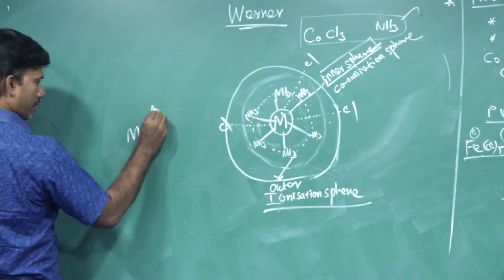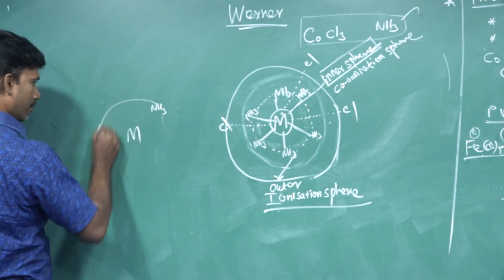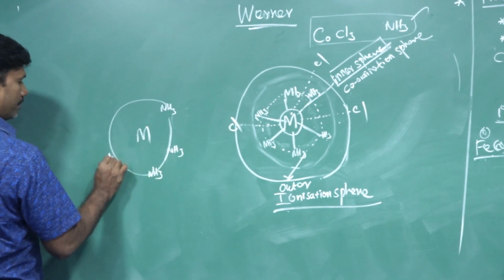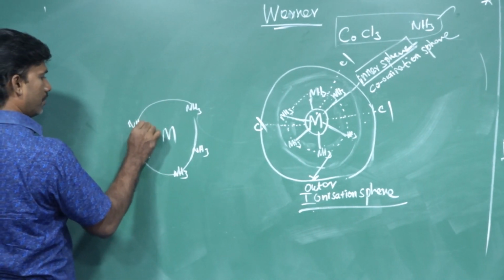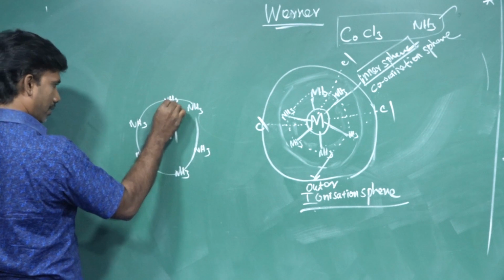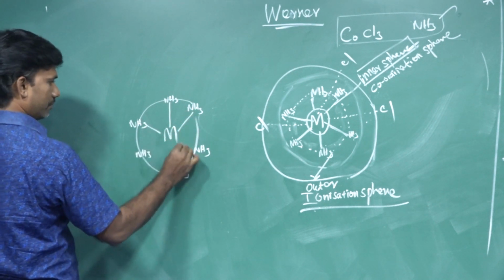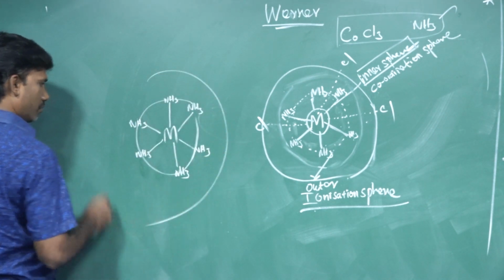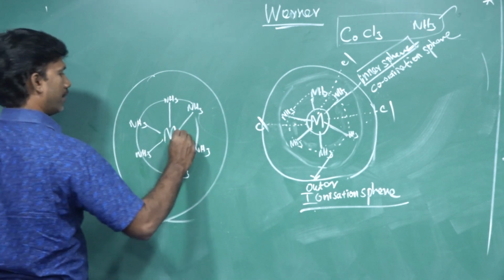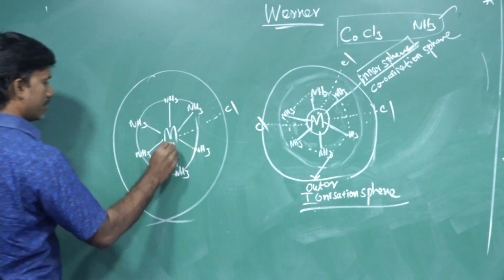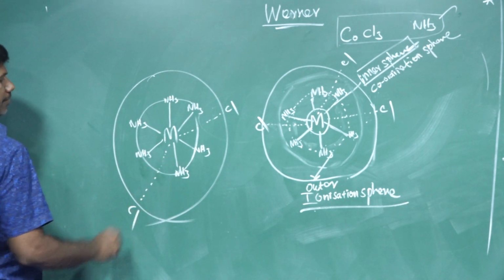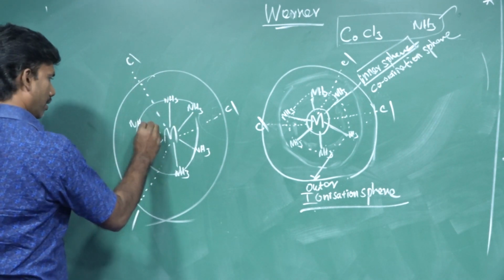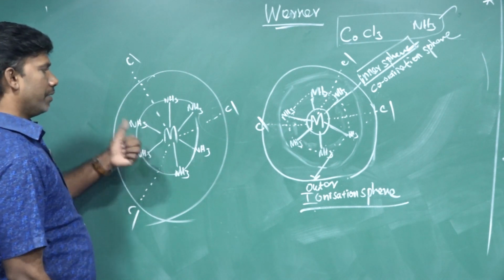Metal. In the inner sphere, you have ammonia, a neutral molecule. All are directional. Then in the outer sphere, they are non-directional primary valence, negative valence. There is no restriction for the negative valence here, like this. So the inner sphere, that is the coordination sphere, gives you directionality.